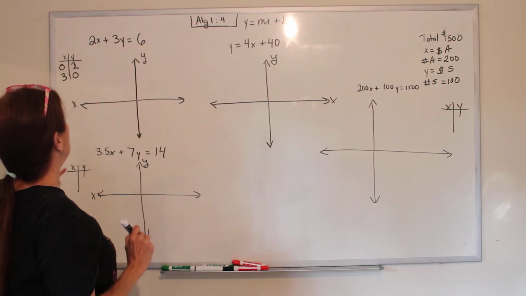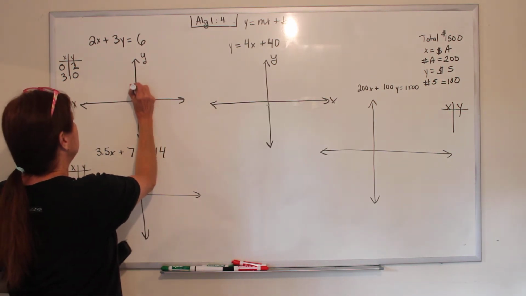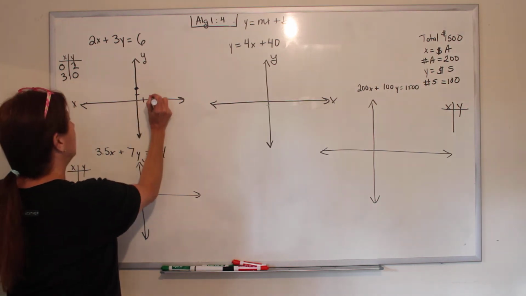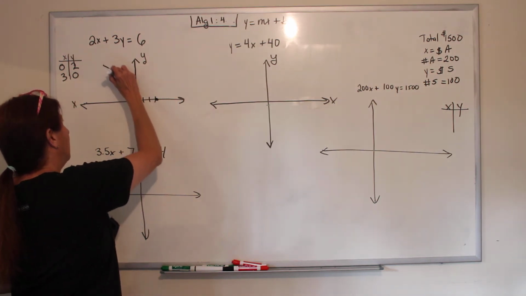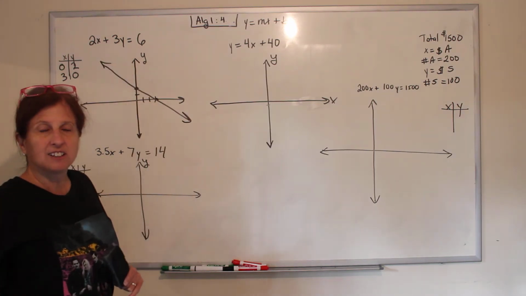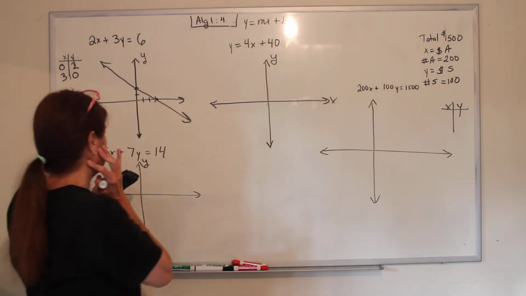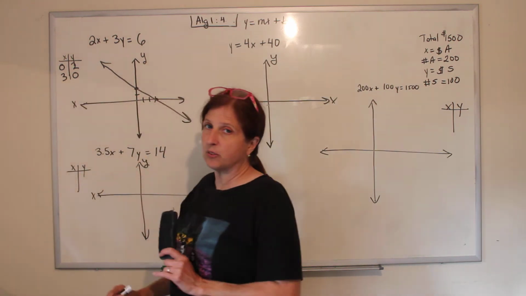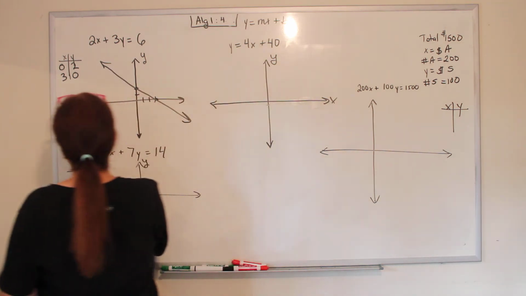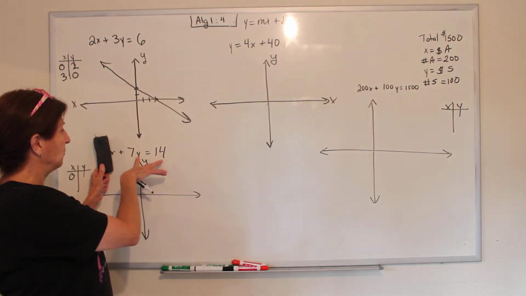I've got my 2 points. If x is 0, y is 2. If x is 3, y is 0. And I've got my line. Ta-da! Cheater pants. Alright, here's another one. Let's do it again. So we're not going to solve for y. Instead, we're going to say if x is 0, it goes away. And I can solve for y.